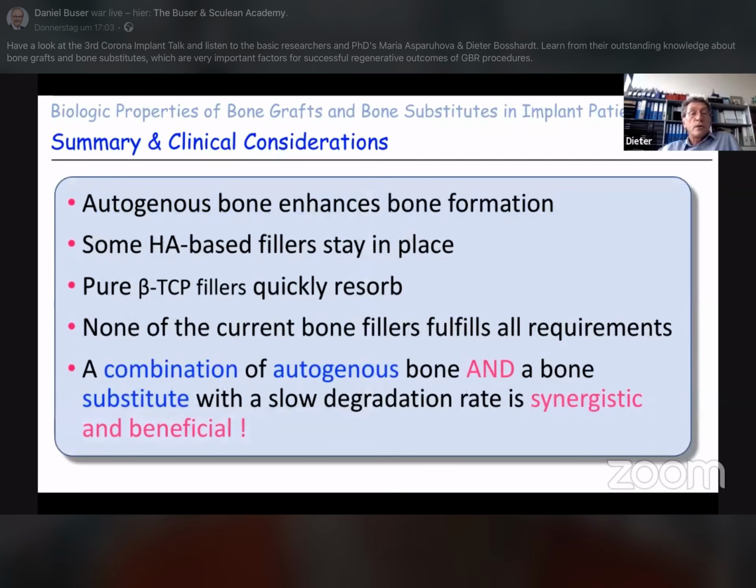Now, the autologous bone clearly enhances bone formation. When this is added here into a defect, it really boosts bone formation. And this is so important during the first couple of weeks of healing. Some hydroxyapatite-based fillers stay in place. Pure beta TCP fillers quickly resorb. And we can also conclude that none of the current bone fillers fulfilled all requirements, and the combination of autologous bone and a bone substitute with a slow degradation rate is synergistic and beneficial.